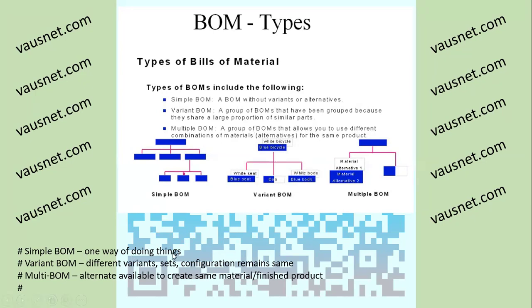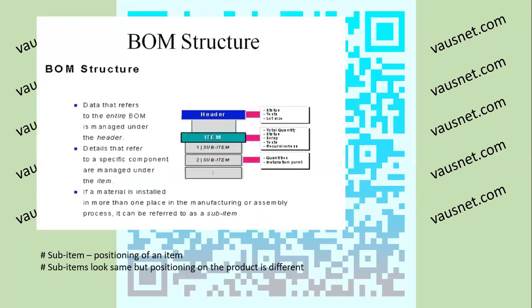So simple BOM is one way of doing things. Variant is different variant sets, configurations remain same. Multi-BOM is basically an alternate available to create the same material and finished product, but of course with a little variation in the weightage or grading or potency, right?